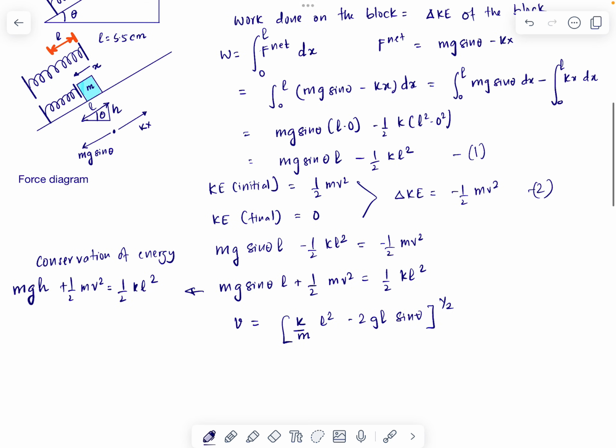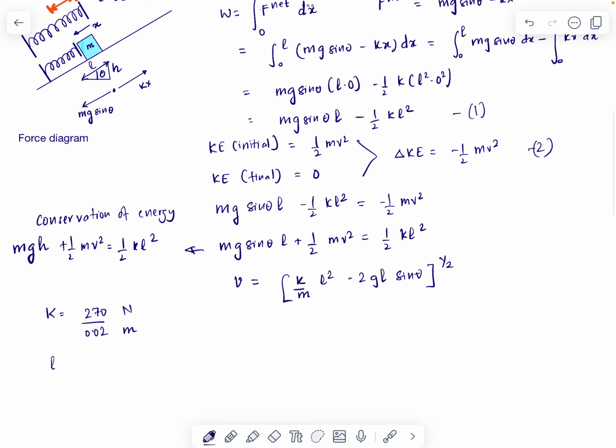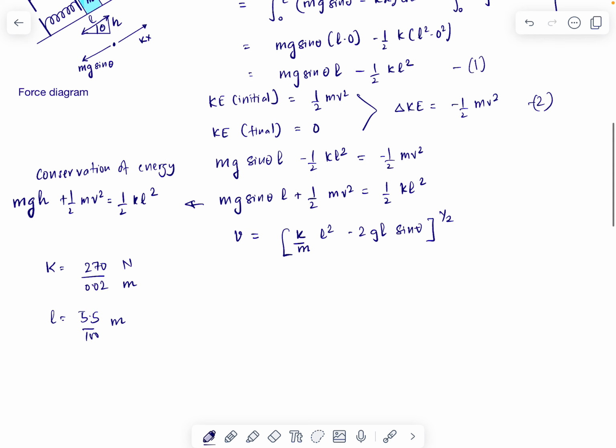Now the question is, what is k? k is 270 newtons divided by 0.02 meters. L is 5.5 divided by 100 meters. Okay. Theta equals 30 degrees, and m equals 12 kilograms.